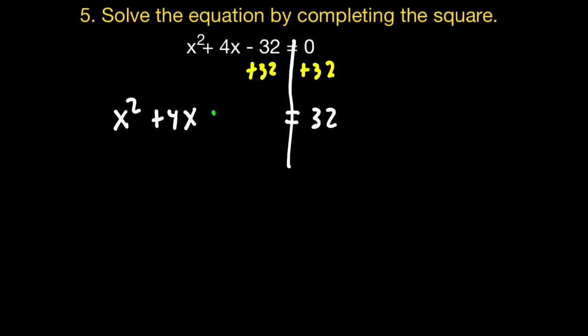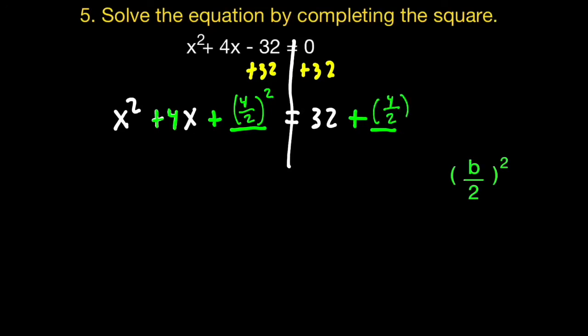To complete the square, I need to add a value that will give me the perfect square trinomial. And since we have an equation, whatever I do to one side, I'll have to do to the other. To complete the square, I need to grab the b term, divide it by 2, and then square it. The b term is going to be 4 since that's the coefficient of x. So here I'll grab 4, divide it by 2, and square it. Whatever I do to the left, I'll have to do to the right. So on the right, I'm also going to add a value of 4 over 2 to the second power.